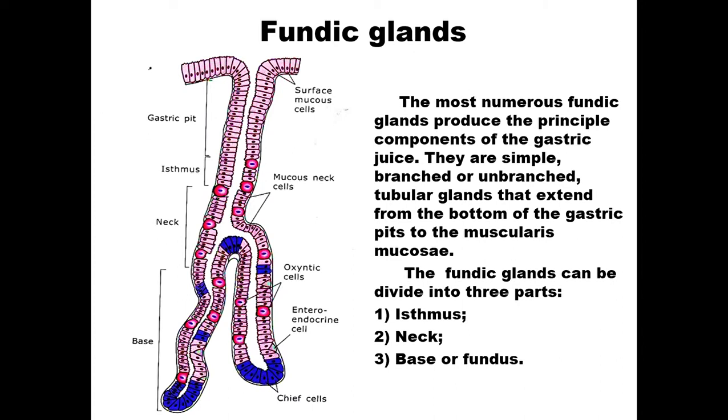The most numerous fundic glands produce the principal components of the gastric juice. Structurally, they are simple, branched or unbranched tubular glands that extend from the bottom of the gastric pits to the muscularis mucosae. The fundic glands can be divided into three parts, called isthmus, neck, and base or fundus.